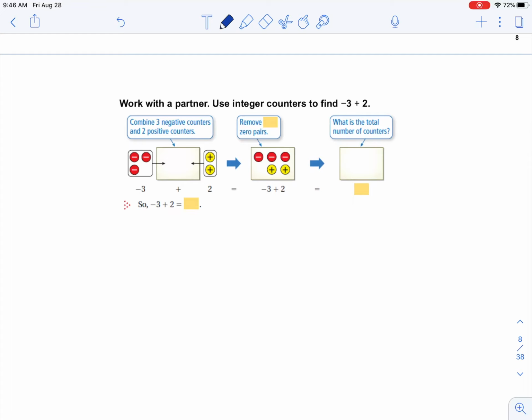Now the next one gets you to think a little bit about, okay, I have 3 negatives to start with, and I'm going to add to that 2 positives. When you have a positive and a negative of the same value, they're called a zero pair. So we get rid of those. A positive and a negative make 0. So when you take a negative 3 and you add 2 positives to it, it only leaves you with 1 negative counter, which would give you an answer of negative 1. So negative 3 plus a positive 2 gives us a negative 1.